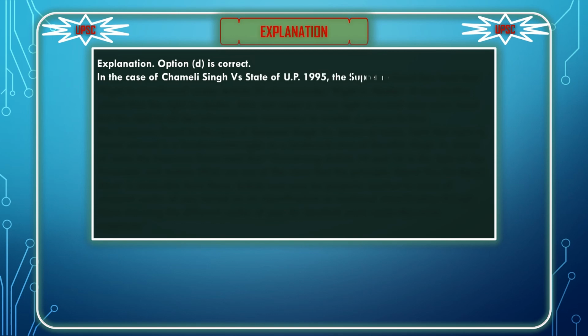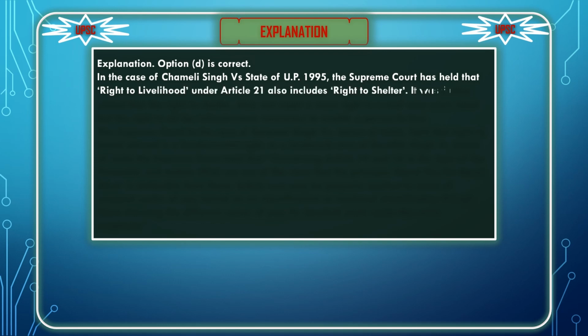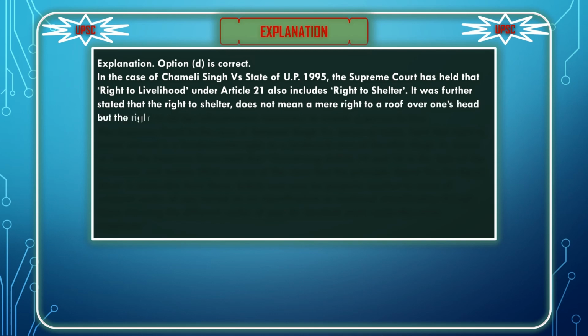Explanation. Option D is correct. In the case of Kameli Singh versus State of UP, 1995, the Supreme Court has held that right to livelihood under Article 21 also includes right to shelter. It was further stated that the right to shelter does not mean a mere right to a roof over one's head, but the right to all the infrastructure necessary to enable a person to live.